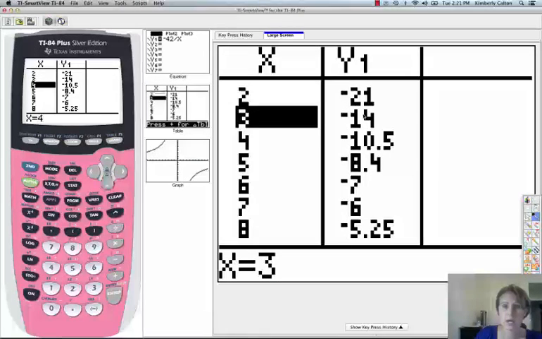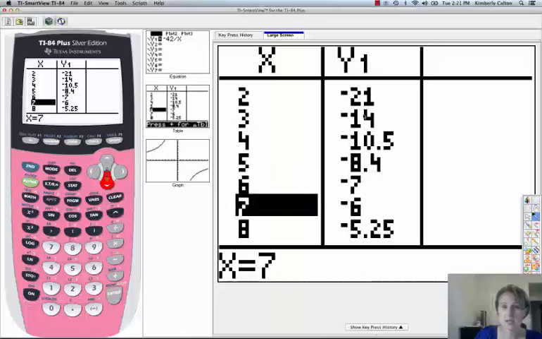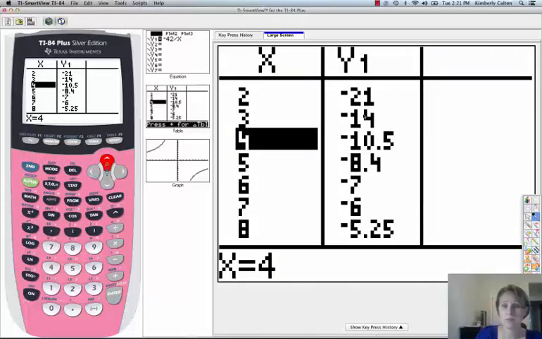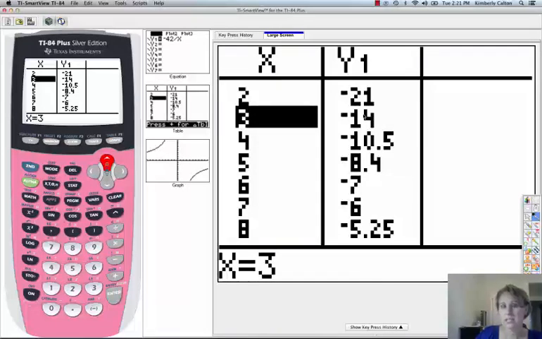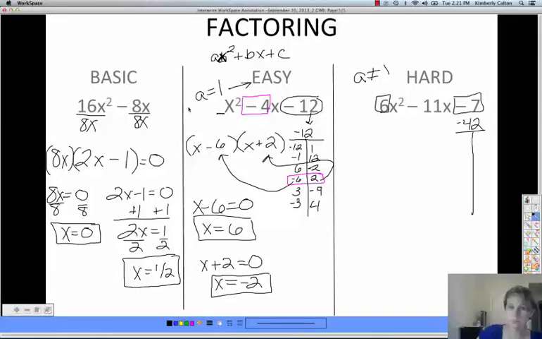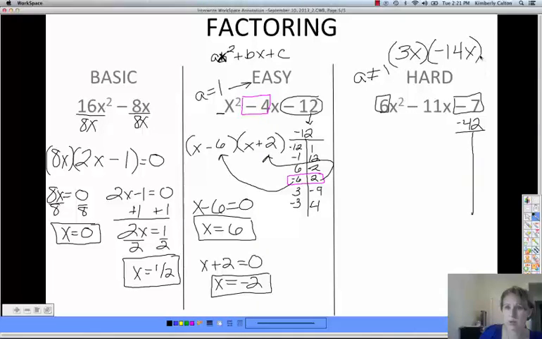So we're going to look through our table. Right now, I can see that I have 6 and negative 7, 7 and negative 6. Neither of those add up to negative 11. But if I stop here at x is 3 and y is negative 14, 3 and negative 14 do add up to negative 11. So I'm going to write those on my paper, 3 and negative 14. So I know that I'm using 3x and negative 14x. These two numbers, I'm just going to throw those up there. They would be in our factor tree, but we used our calculator.